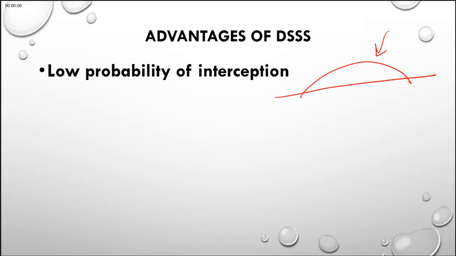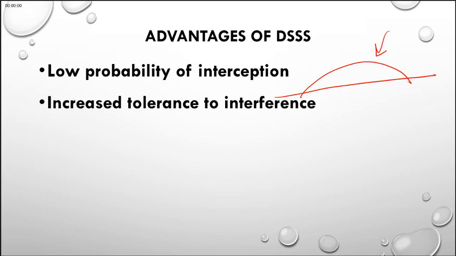The other advantage of DSSS is that it offers increased tolerance to interference, because DSSS modulators process a narrowband information signal to spread it over a much wider bandwidth, and this spreading of the information desensitizes the original narrowband signal to some potential interference in the channel. And again, this we have seen.